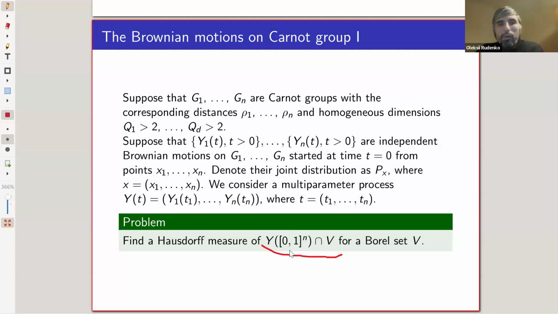So I look at all points that are visited by the process and then intersect it with some Borel set and see what we obtain. And a typical question: we take some Hausdorff measure. I will, of course, define what kind of Hausdorff measures we will be considering, and then we try to estimate it somehow. So this is the question.